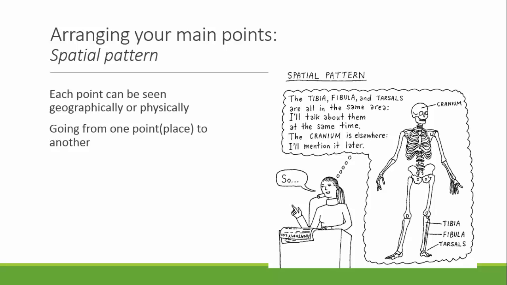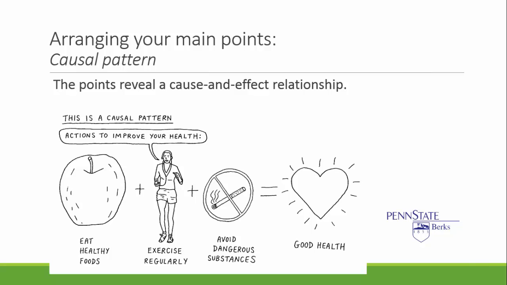The first of these is spatial. Spatial pattern is where each point can be seen geographically or physically, essentially going from one point or place to another. Our second type of pattern is the causal pattern. This is where the points reveal a cause and effect relationship. For example, eating healthy, regular exercise, and avoiding dangerous substances leads to or affects good health.